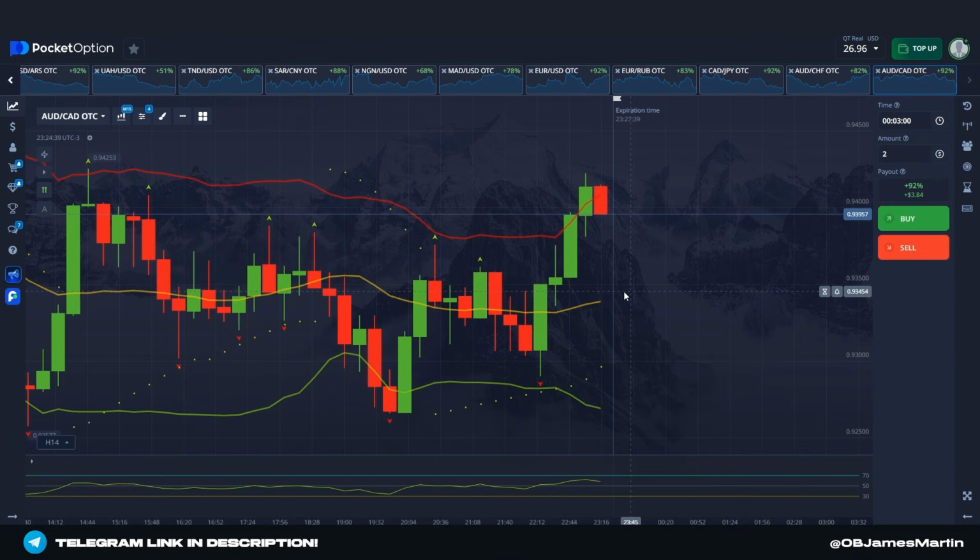A broken zone is not invalidated. One of the biggest mistakes traders make is to think that if support is broken it's useless now, or if resistance is broken it doesn't matter anymore. That's not true. When a strong support or resistance level is broken, it doesn't become irrelevant. In many cases, it becomes even more important. If the price breaks above a strong resistance, that level often becomes new support. If the price breaks below a strong support, that level often becomes new resistance. So remember this: a broken zone is not invalidated; it changes role.